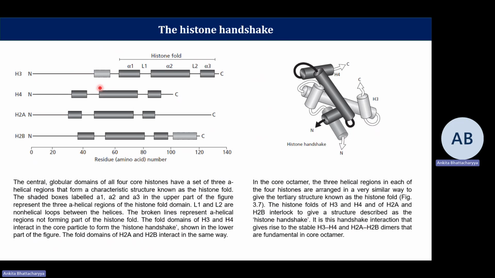These histone fold domains of H3 and H4 interact in the core particle, and they then form this unique structure which is called a histone handshake. It's much like if you put your left and right hands together, the sort of orientation that they would follow is what is actually the composition of the histone handshake as well.